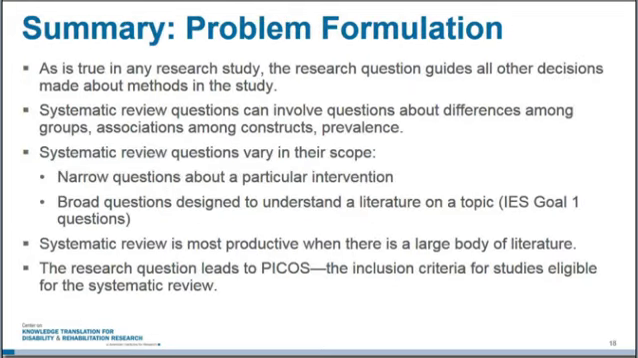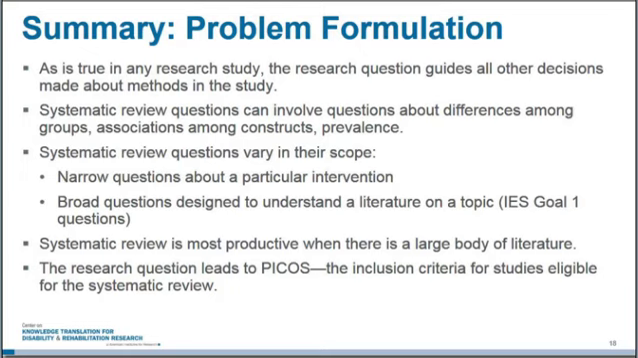So in summary for problem formulation, as is true in any primary research study, the systematic review research question guides all other decisions made about the methods in the study. And I've given you a range of kinds of systematic review questions that would be appropriate, things about effectiveness of interventions or differences among groups or associations among constructs. Systematic review questions can vary in their scope. They could be very narrow questions about a particular intervention and the effectiveness of that intervention, or they could be very broad questions designed to understand the literature on a topic.